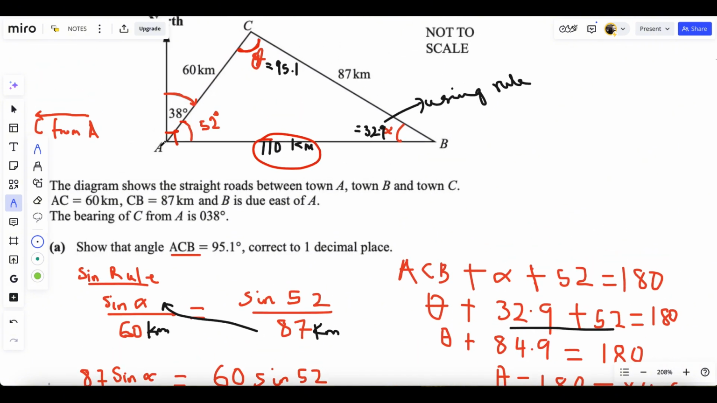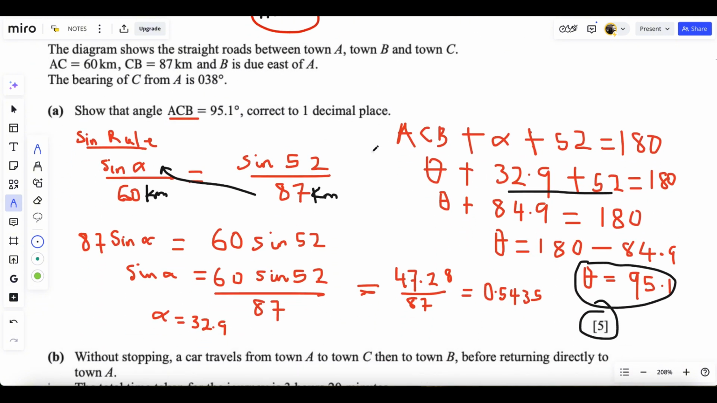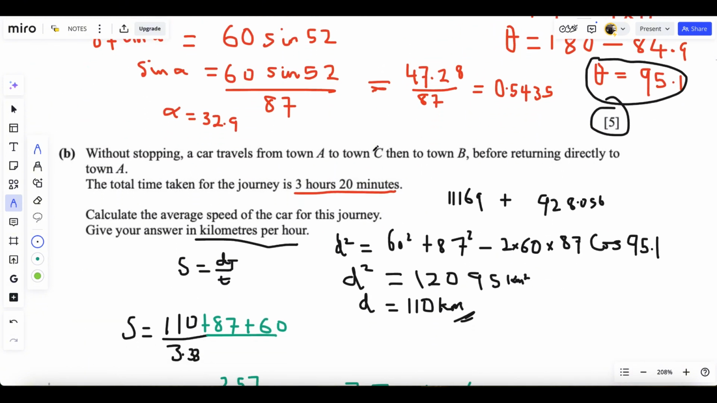Look at all the distance we move: from here to here, 60 kilometers. From here to here, 87 kilometers. And from here to here, we don't know. We have to find it using the cosine rule in trigonometry. Okay, you find this distance remaining using the cosine rule. Now we don't know. They did tell us we have to do that.